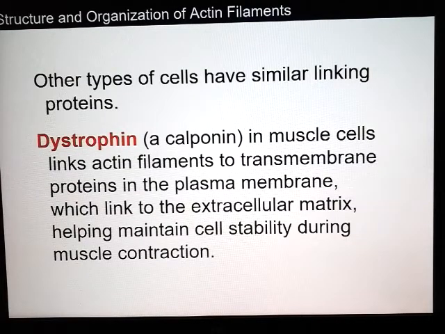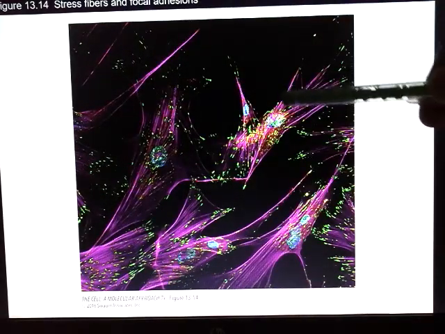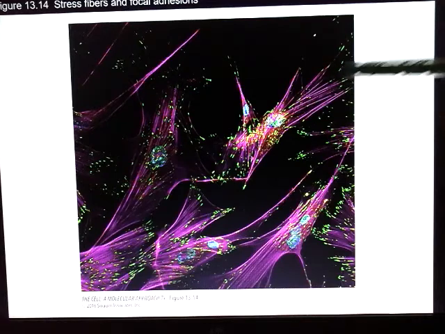A lot of cells have linking proteins. Dystrophin, which is a type of calponin, is found in muscle cells. And again, it will link actin filaments to transmembrane proteins in the plasma membrane. And beautiful picture here, guys, is some of the different types of stress fibers and what we call focal adhesions that different cells have. These are the stress fibers. They're a pretty cool picture.